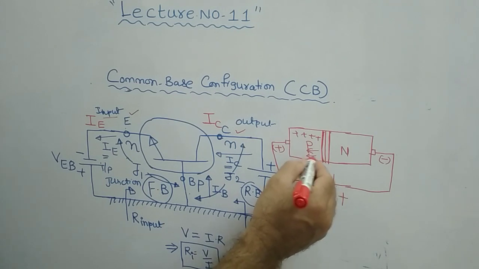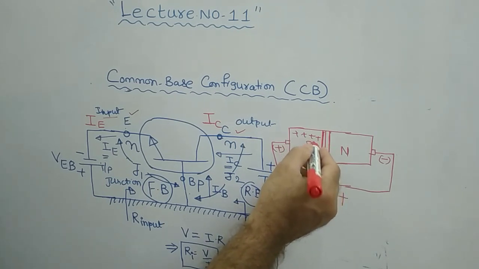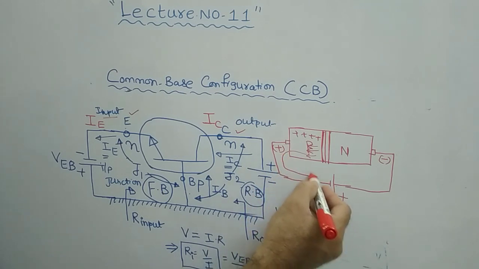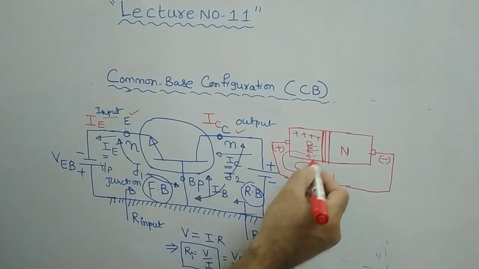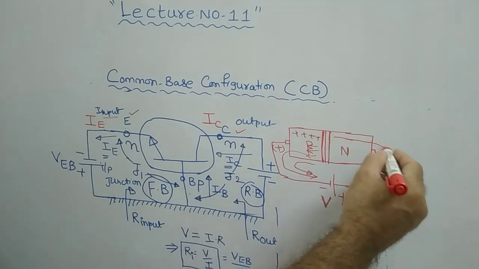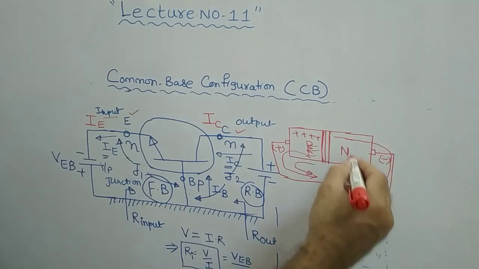Now the flow of these majority carriers is in this direction. The majority carriers, the holes, will flow like this and will be attracted by this terminal. Similarly, the electrons will flow like this, attracted by this one.